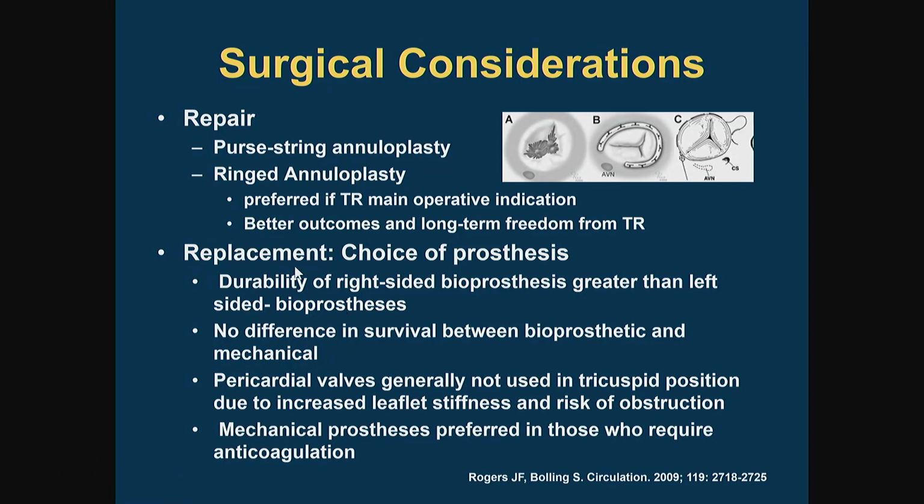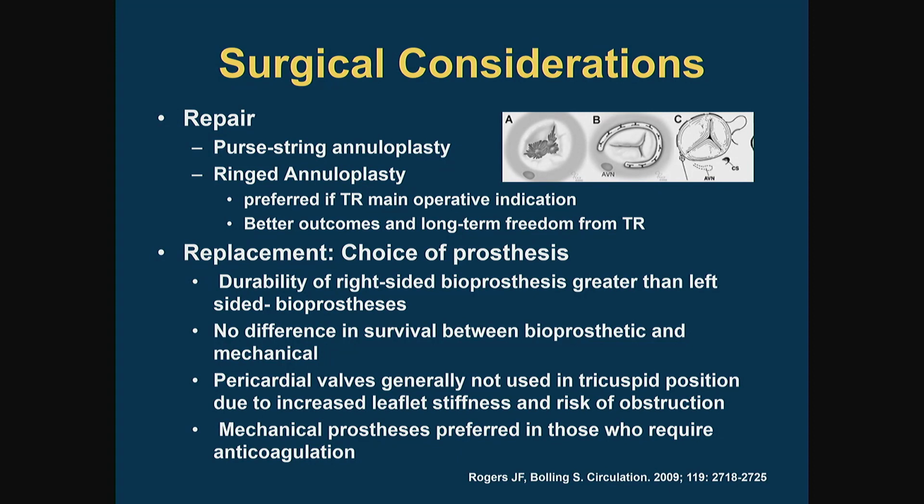Tricuspid valve replacement is indicated for patients with symptomatic tricuspid regurgitation and significant pulmonary hypertension, or those whose valves are not structurally suitable for tricuspid valve repair. The durability of right-sided bioprostheses is generally greater than those on the left because it is a lower pressure circuit, and accordingly there's no difference in survival between patients receiving a bioprosthesis and a mechanical prosthesis.